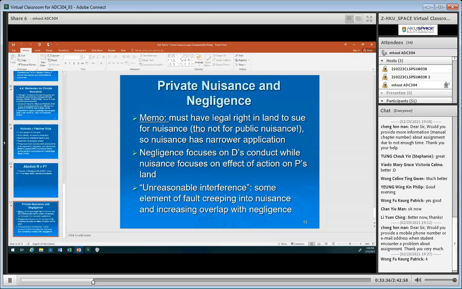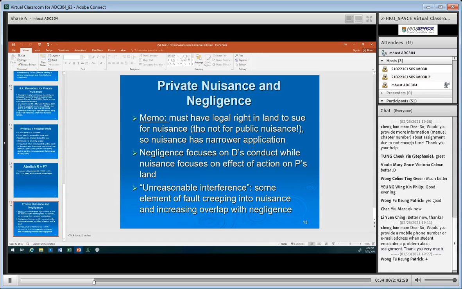It's just a special type of private nuisance, which is basically strict liability. If you can prove these elements in Rylands and Fletcher, then there's automatic liability. Okay, but Rylands and Fletcher is a very, very narrow tort, and certainly not must know or even should know for our course.